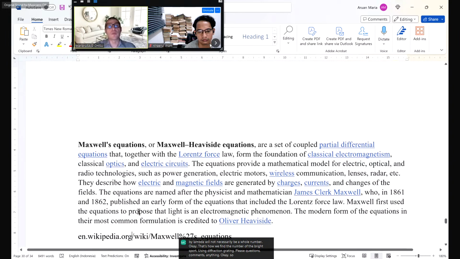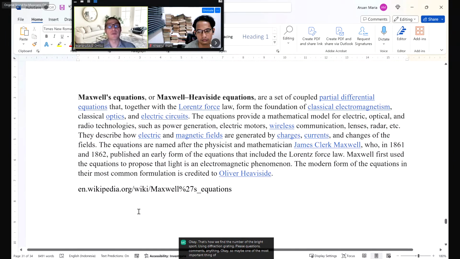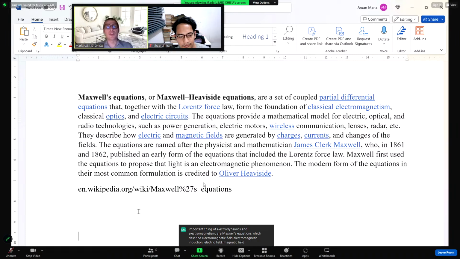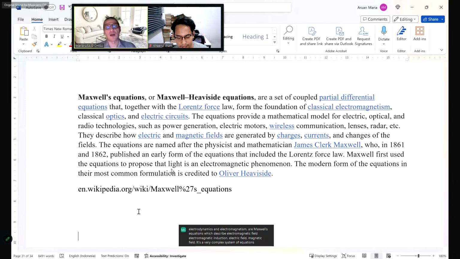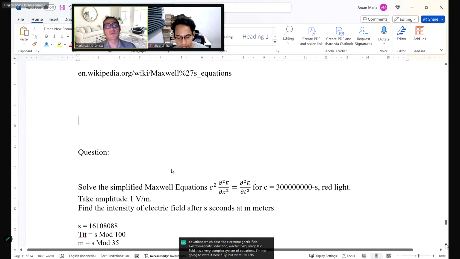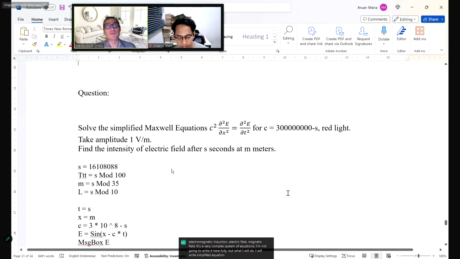Okay, so maybe one of the most important things of electrodynamics and electromagnetism are Maxwell's equations, which describe the electromagnetic field, electromagnetic induction, electric field, magnetic field. It's a very complex system of equations. I'm not going to write it here fully, but I will write a simplified equation. Can you see? c squared times d2E over dx squared is equal to d2E over dt squared, right?